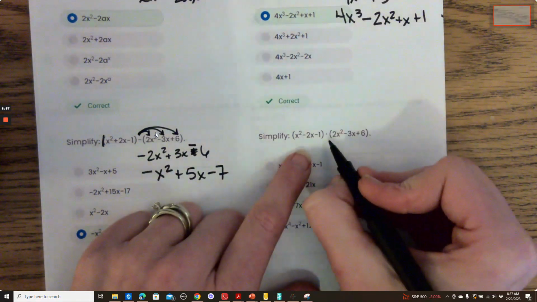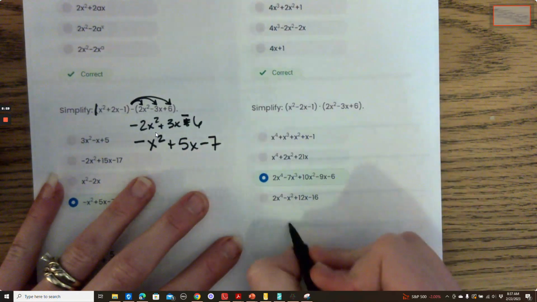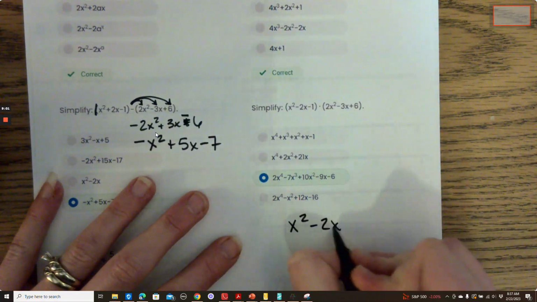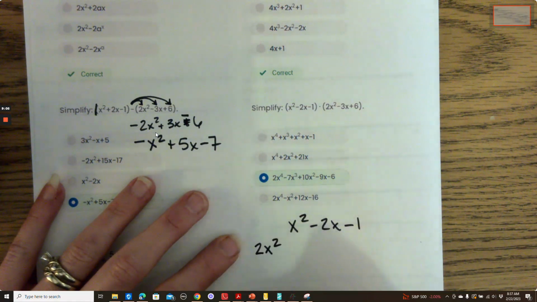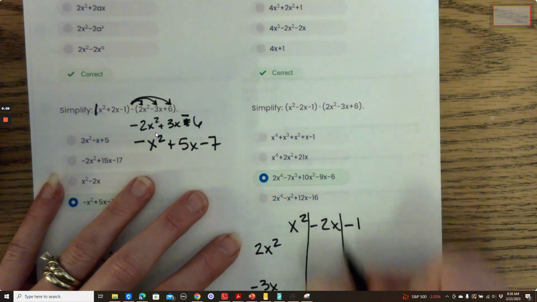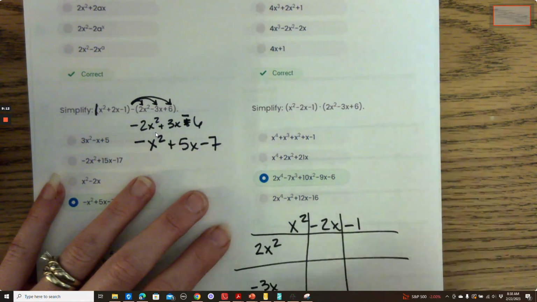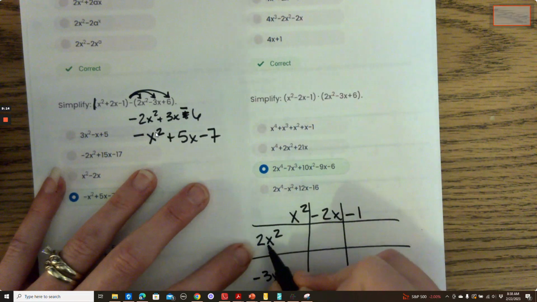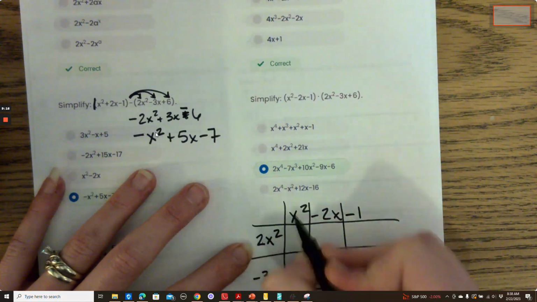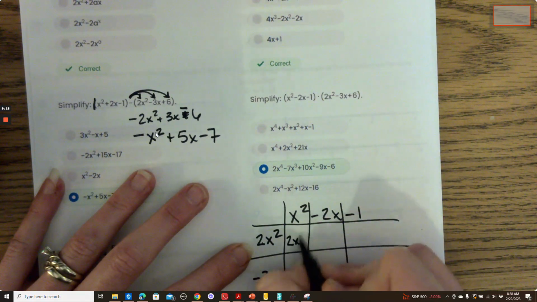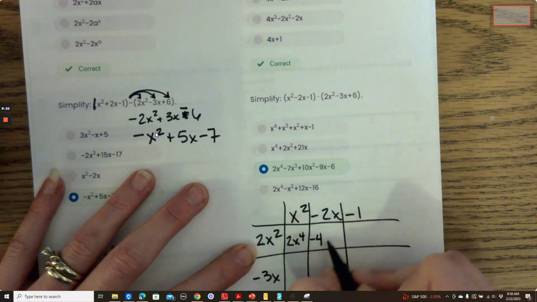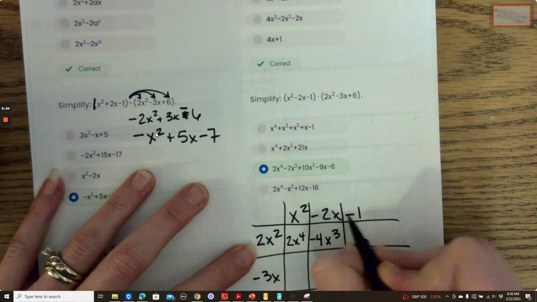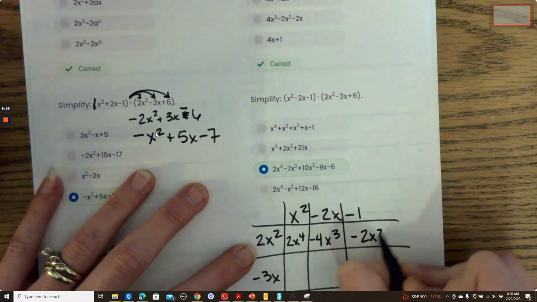All right, this one is multiplying. So the easiest way to multiply ones like this is to make a grid and then write your other polynomial this way. And then you can grid it out and multiply your pieces. So 2x squared times x squared is 2x to the 4th. 2 times negative 2 is negative 4. X squared times x is x cubed. 2x times negative 1.